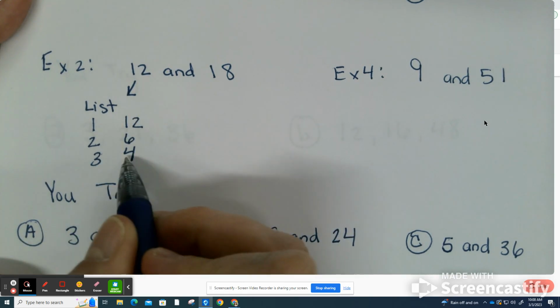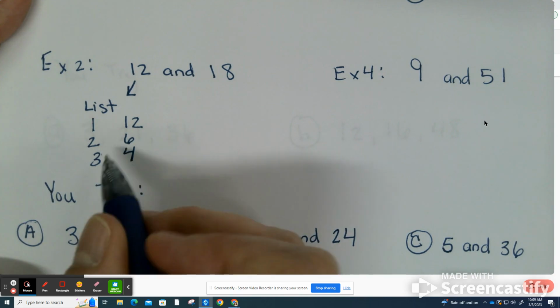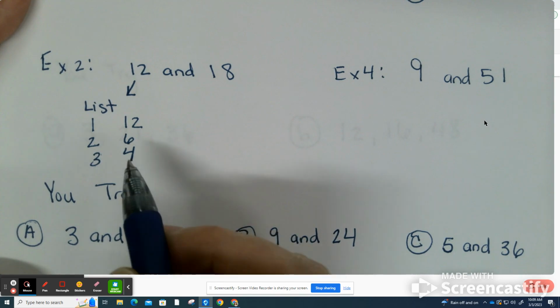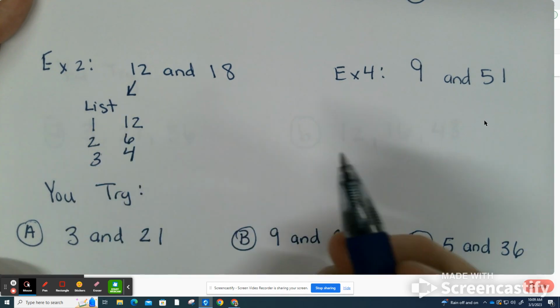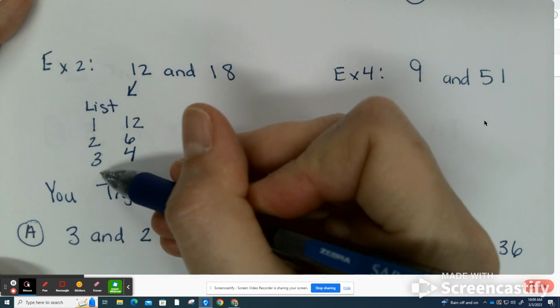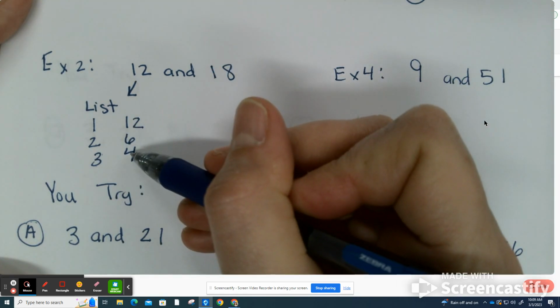So see how that works? They're just going to go back and forth. So I don't have to go any farther, because when I put a 4 here, it's already here. These are all my factors of 12. That's how you know when to stop, when you see that number over here. So the number you're going to divide by is already listed. You don't have to keep going.